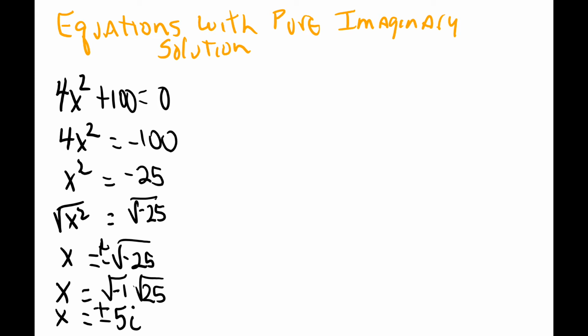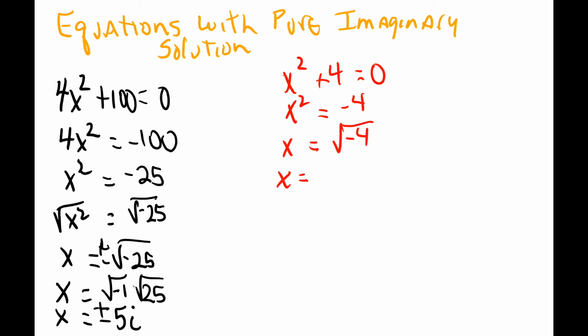Let's look at guided practice 1b, where we have an equation, x squared plus 4 equals 0. So we're going to subtract 4 from both sides. It's going to give us x squared is equal to negative 4. And then I'm going to take the square root of both sides, and when I do, I'm going to have x equals the square root of negative 4. Well, it's plus or minus. Don't forget that, plus or minus.